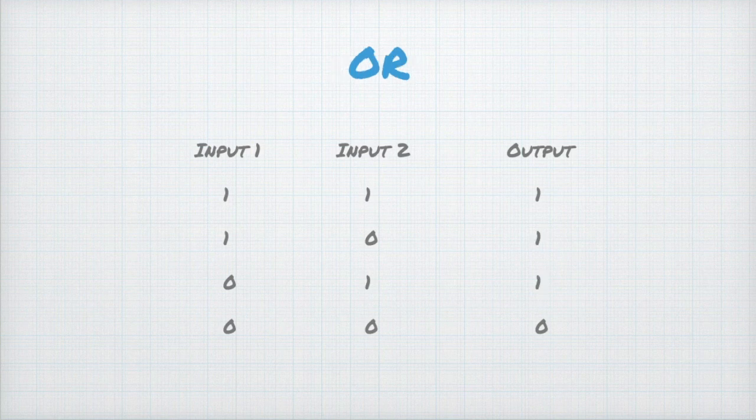The OR operation also takes in two Boolean values, but this time it tells us if at least one of the inputs is true. Only when both inputs are false does the OR operation on those inputs end up being false.